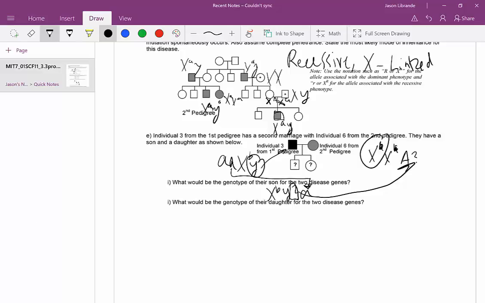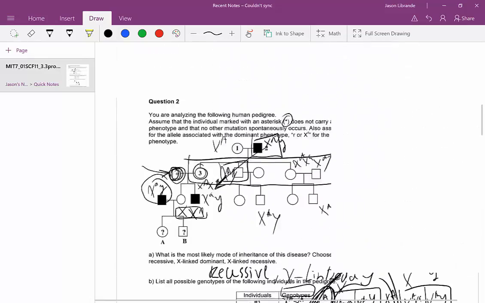Okay, so let's look at the genotype of the daughter. So we know we get one lowercase b allele from the mother, absolutely, and then we get another lowercase b from the dad. And again, we still can't be quite sure about the A allele. So it really depends on what the mother is there. So this is not clear from this question.